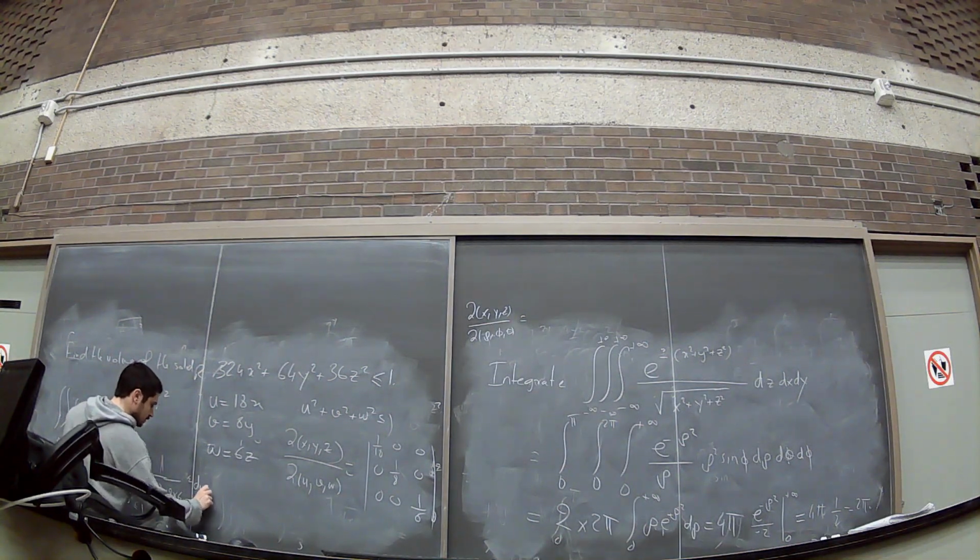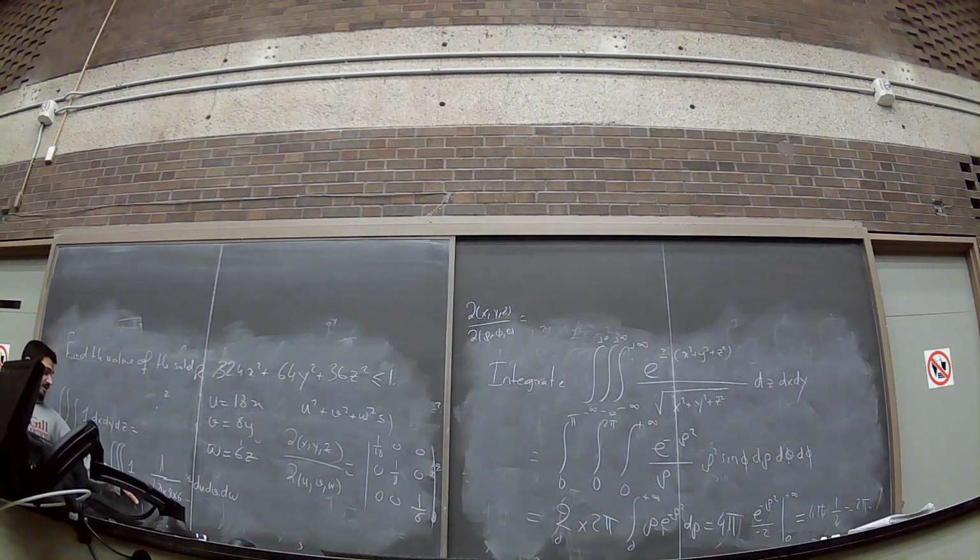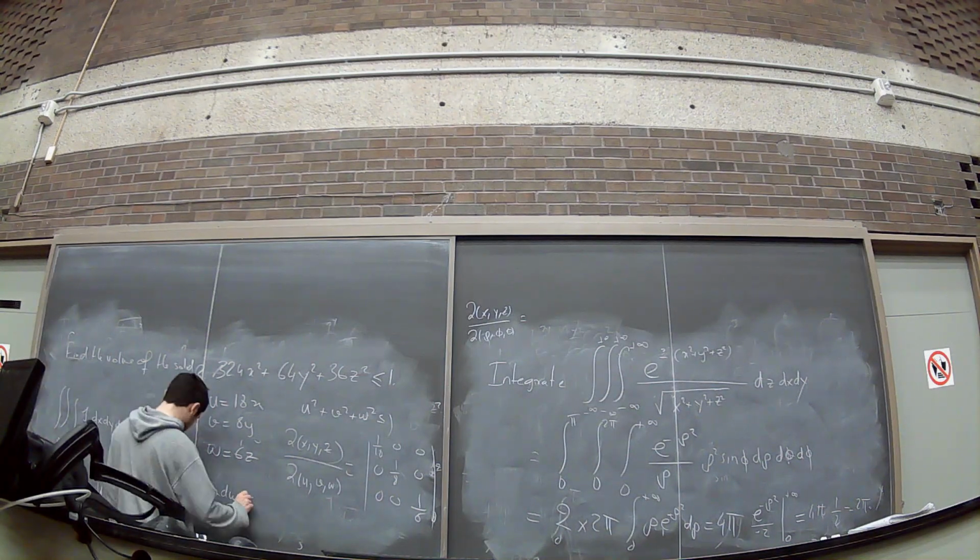du dv dw. Now, what is this integral? Is this a constant or not? This is a constant, so you can take it out. The integral of 1 du dv dw, what is it? It's the volume of A inside the sphere. What is that? This is 1 over, this is 1.